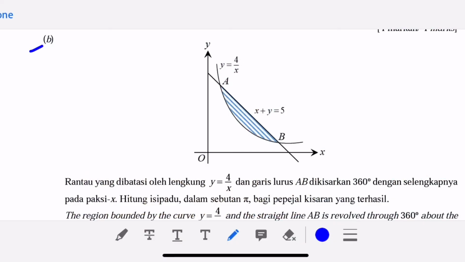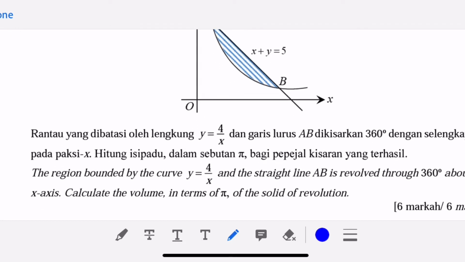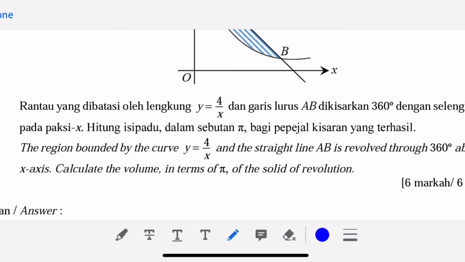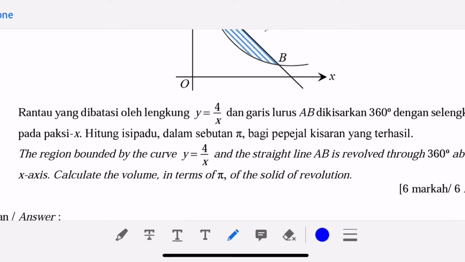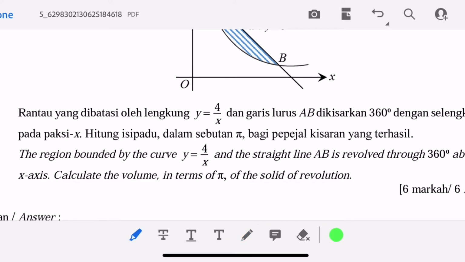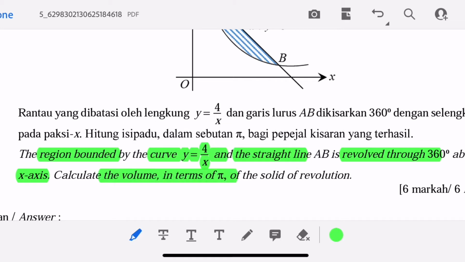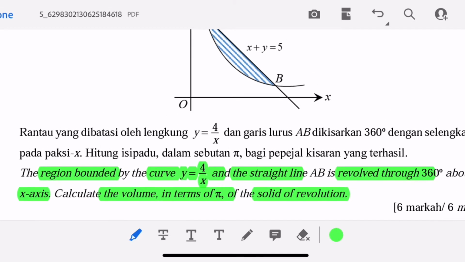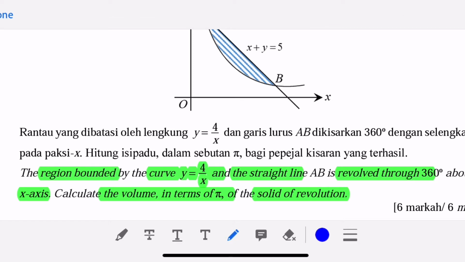Let's discuss number 9b. So you are given the curve and the area shaded in blue color. So let's read the question. The region bounded by the curve and the straight line AB is revolved 360 degrees about the x-axis. Calculate the volume in terms of pi of the solid of revolution. So the keyword is volume, right?